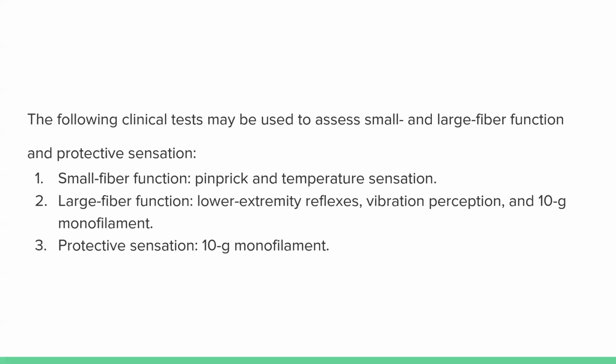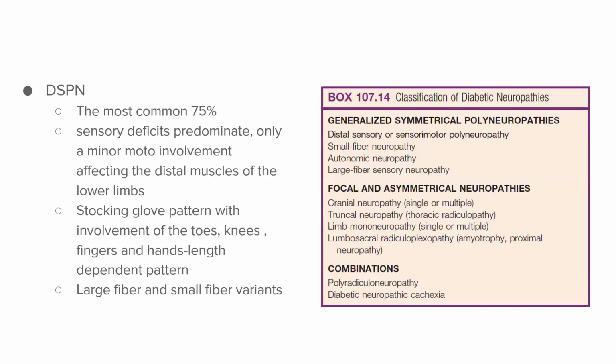I've never seen it personally, but they use it. But I think it's enough to do the pinprick and the temperature sensation. You check the reflex and the vibration sensation. This is very good. The most common form of diabetic neuropathy is the distal symmetrical polyneuropathy. It's so common that physicians and other colleagues think that diabetic neuropathy equals distal symmetric polyneuropathy, but it's actually not.